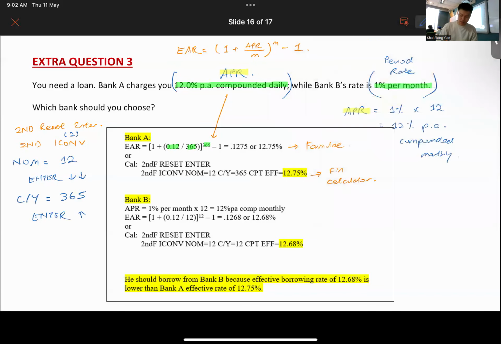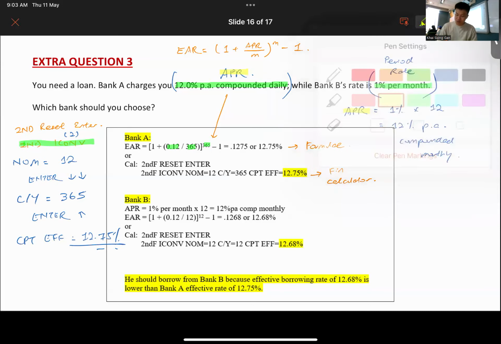You go up and press compute. Compute EFF. It will give you the answer, which is 12.75%. So remember, when you use the second icon functions, the calculator only asks for 3 pieces of information: the nominal rate, CY, and lastly, the one that you want to compute. Only 3 pieces of information in what we call the second icon functions.